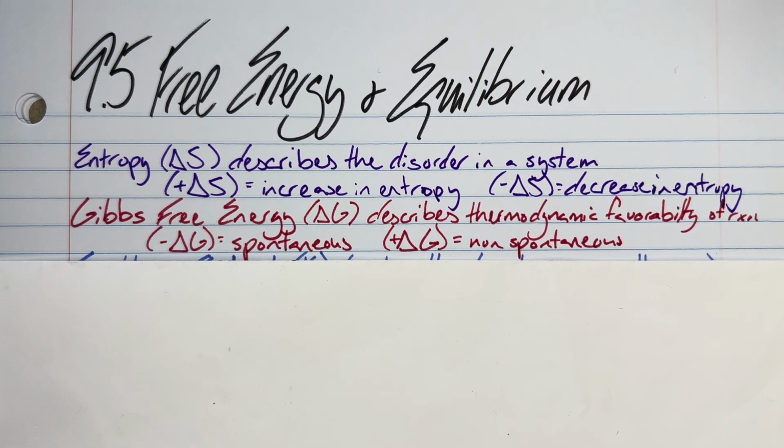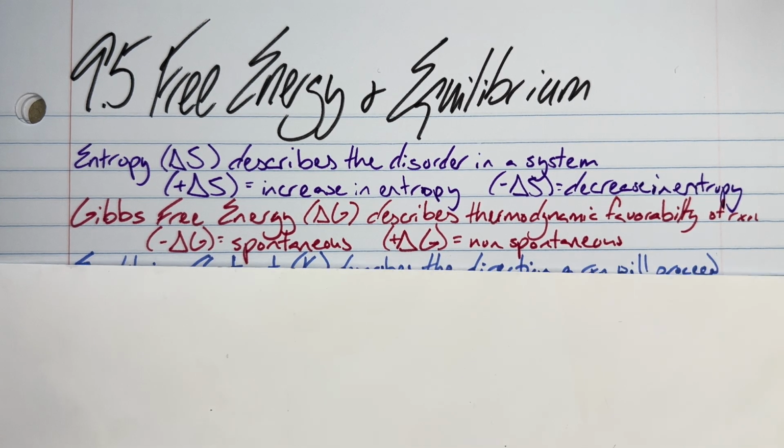A negative delta G is going to be a thermodynamically favored reaction, aka a spontaneous reaction, and positive delta G means that it is going to be a thermodynamically unfavored or non-spontaneous reaction.